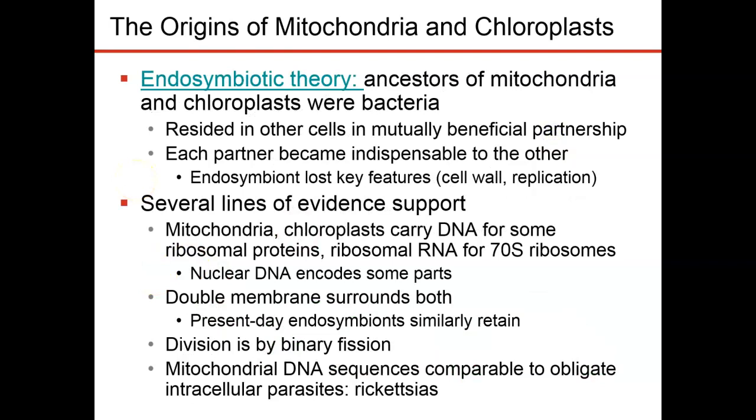So what is the endosymbiotic theory? This is a theory that bacteria helped in producing some of the first organelles. So ancestors of mitochondria and chloroplasts were actually bacteria. There are a lot of evidences that support this, which I've talked about a little bit. The mitochondria and chloroplasts both have their own DNA, and the DNA is very similar to bacterial DNA.